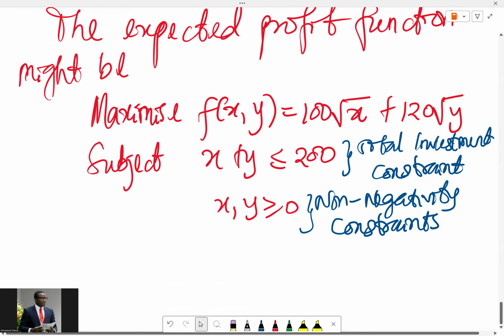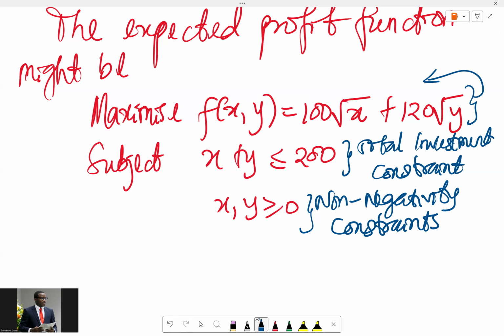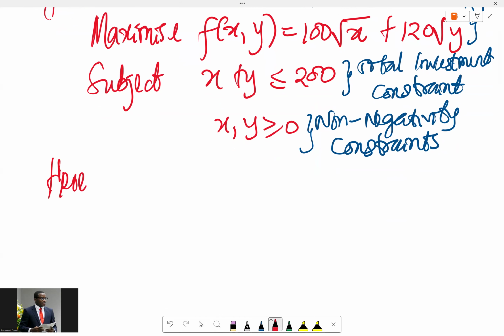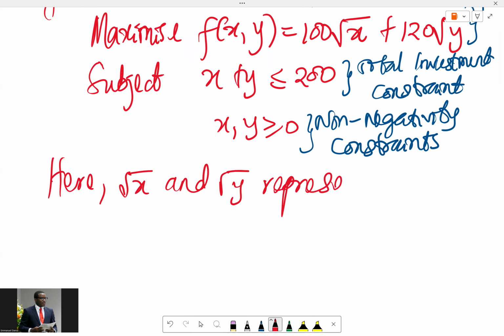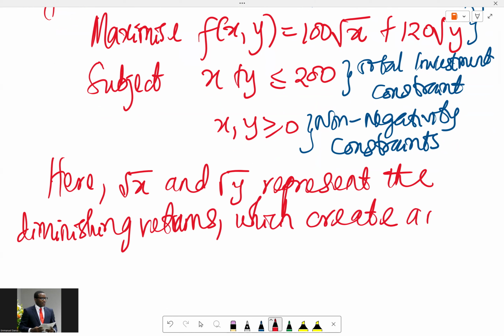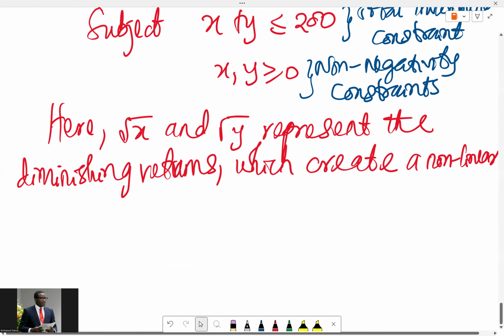So now you can see the objective function is definitely non-linear. So I think I should also point that out. Non-linear objective function. Okay, because of the square roots. So here, square root of x and square root of y represent the diminishing returns, which create a non-linear objective function.